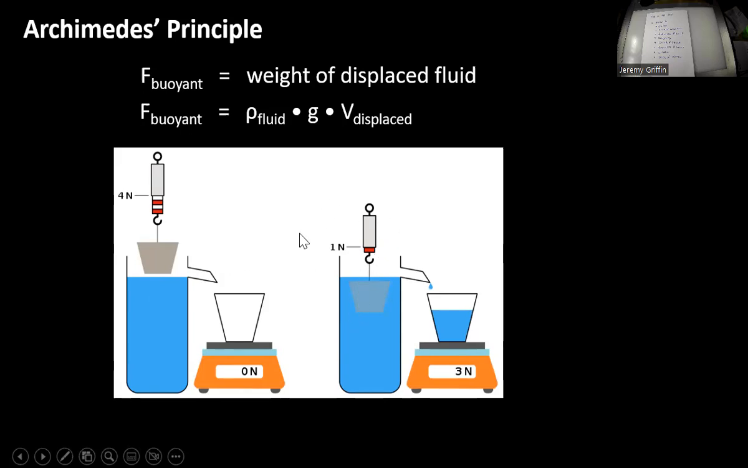Can you guys look at this and tell me what the buoyant force is equivalent to? From here to here, what's the buoyant force equal to? Not 1 newton.